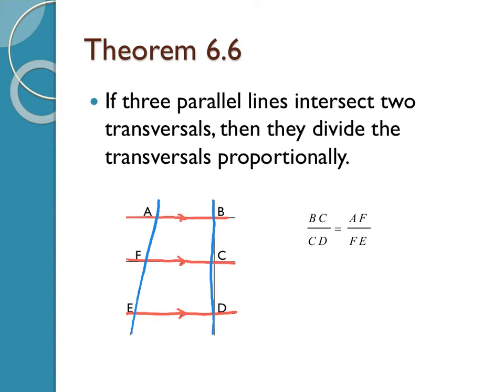Then they divide the transversals proportionally. So these are going to be broken up just like the triangles will be broken up. So all of these lines are breaking up those sides proportionally, and it makes us have these here. We've got BC over CD, that's the right-hand side. And then we get AF over FE. So the parallel lines are going to break up these transversals proportionally.